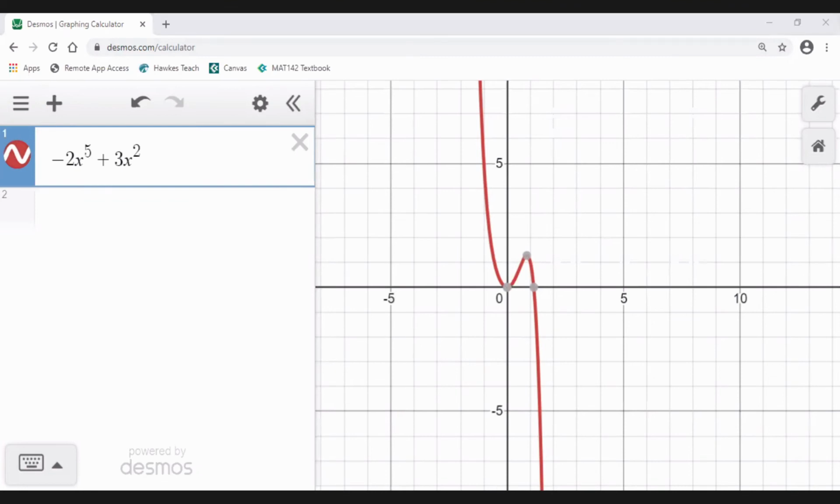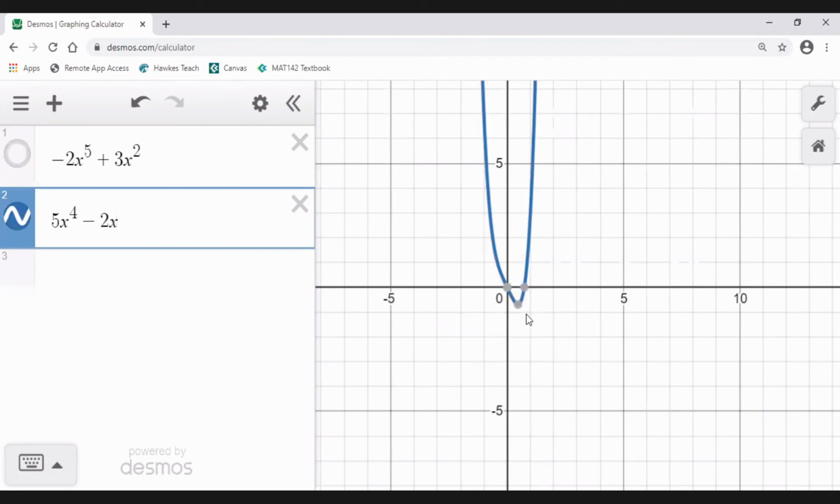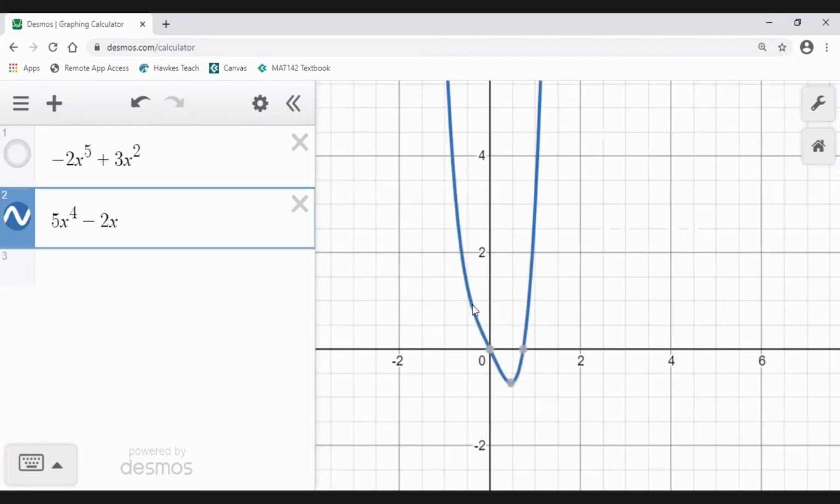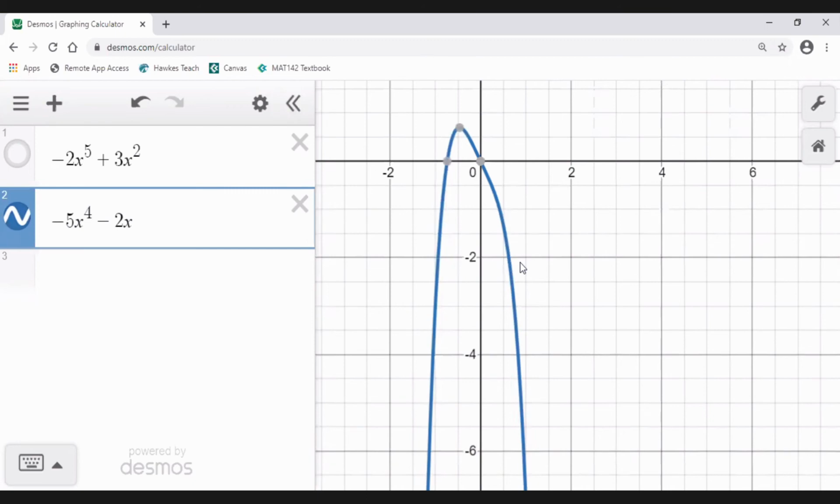And we could look at the other one. We had 5x to the fourth minus 2x as our other one. It's kind of weird looking in the middle, but we can see that both ends are up, whichever way we're going in the x direction. And if we change this leading coefficient to a negative just to see what happens, now both ends are going down. So in that case, both sides would be going towards negative infinity. So what's happening in the middle doesn't matter. All that matters is what's happening on the ends of these functions.